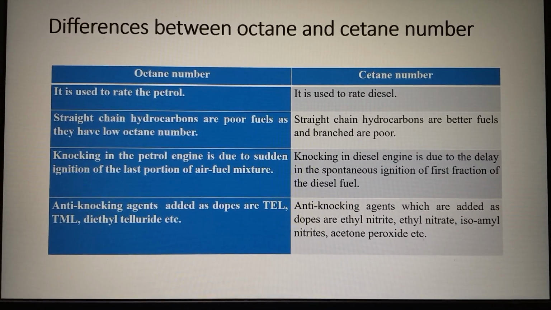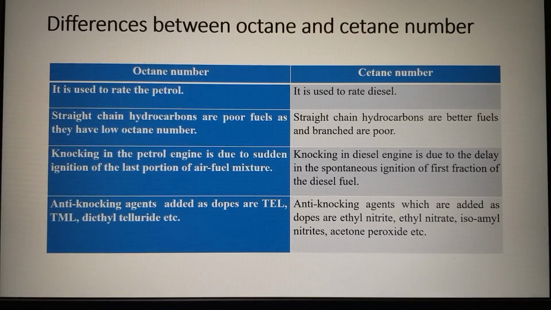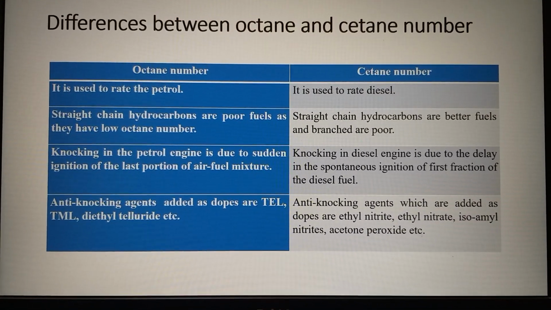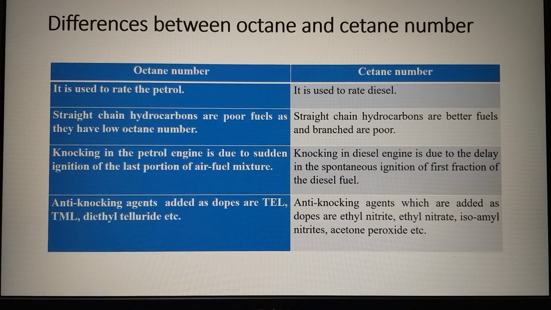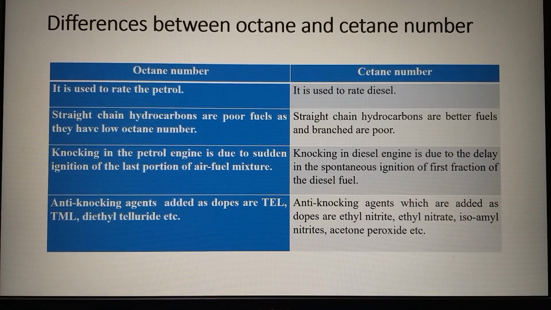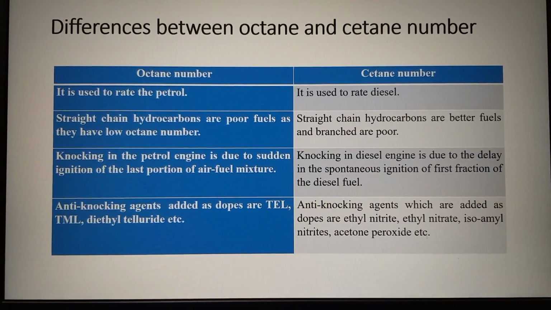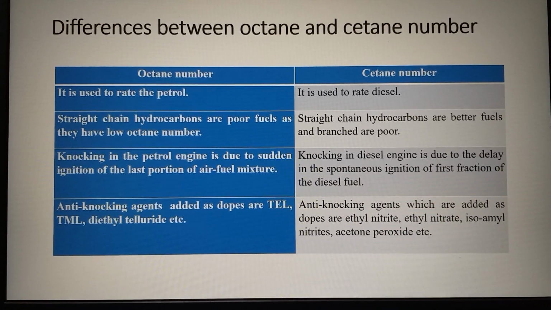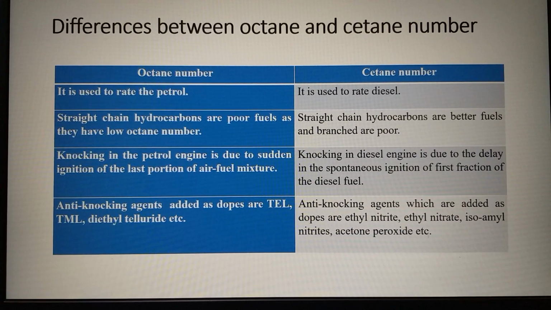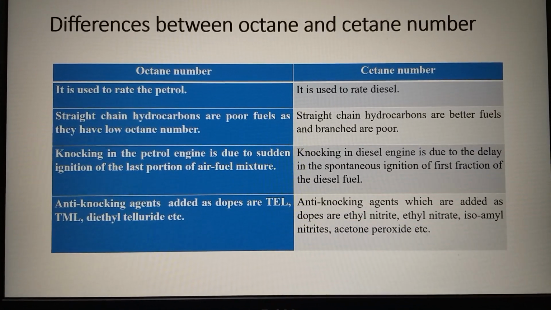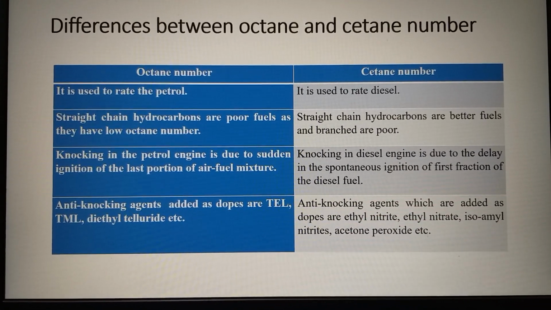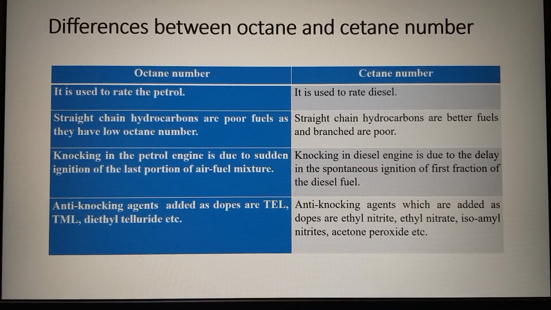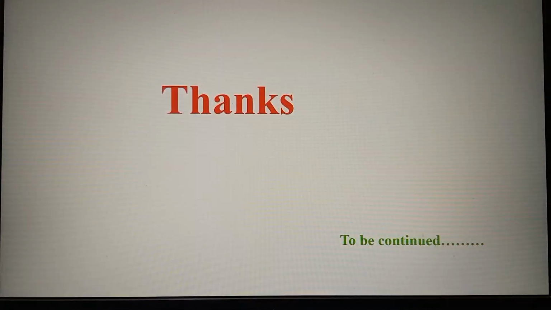The anti-knocking agents used in the petrol are TEL, TML, diethyl telluride, etc. And in the diesel fuel, they are ethyl nitrite, ethyl nitrate, isoamyl nitrites, acetone peroxide, etc. So, this is how we grade the fuels petrol and diesel. Thank you.